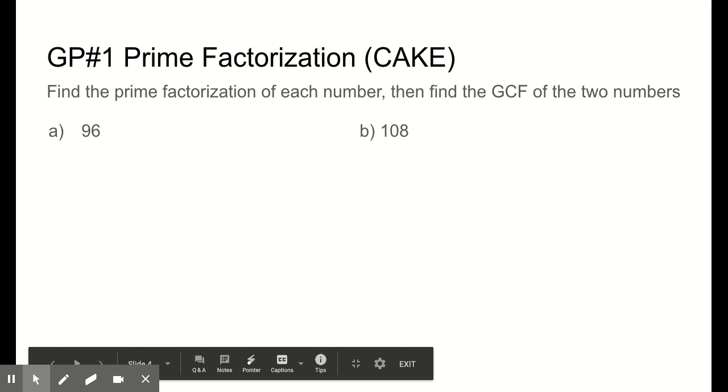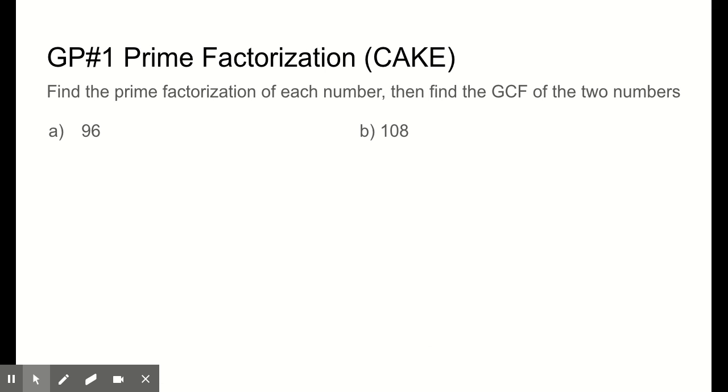Okay, so for GP number 1, we are looking to break each of these numbers down into their prime factorizations. If you refer back to the vocab, we said prime factorization is where you break a number down into its prime factors. The easiest way to do this is to divide out the smallest prime number as many times as possible, and then move on to the next smallest prime number. The method I'm going to show you is what I refer to as the cake method. This is nothing technical. It's just a method that I use for prime factorization, as well as simplifying radicals that we'll see later in the year.